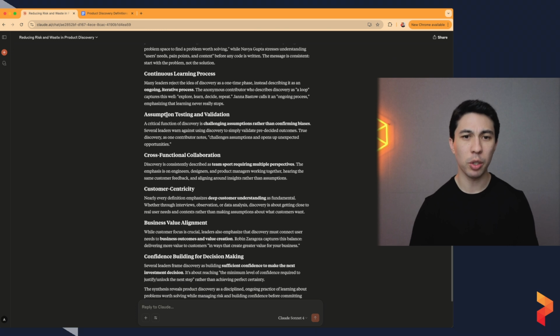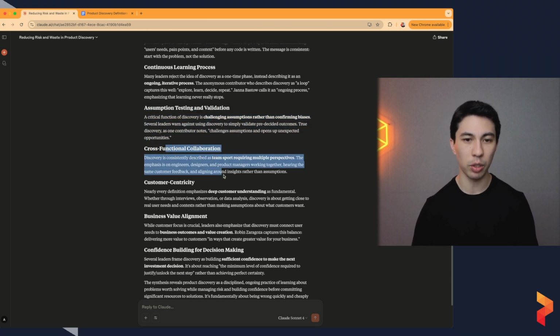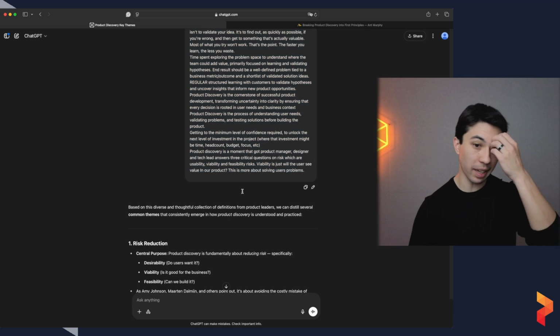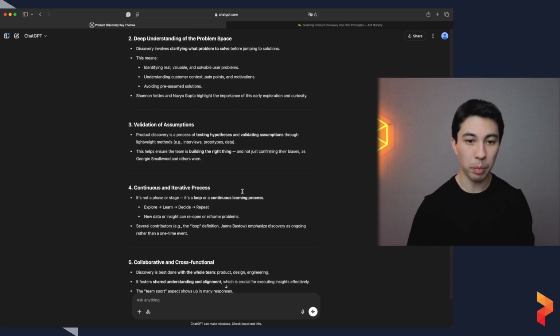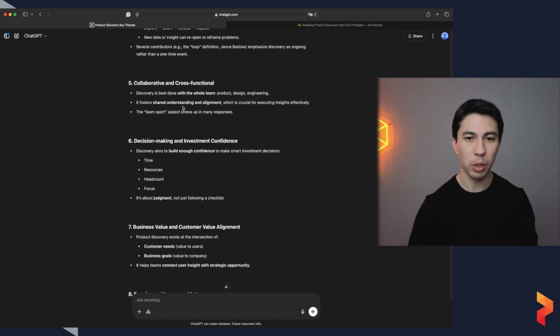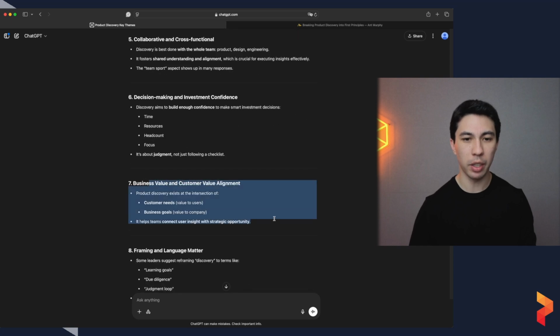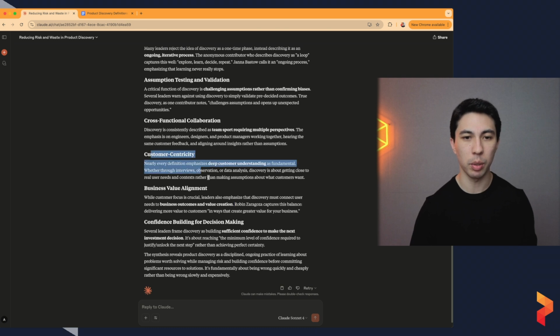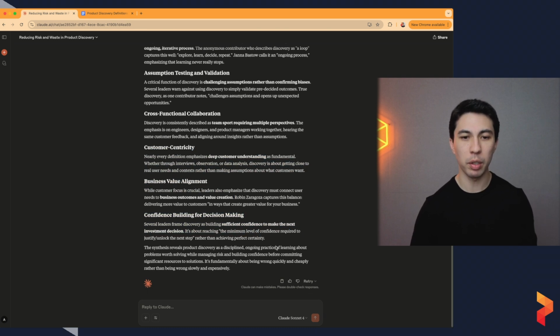Continuous process it's got as well. Assumptions, testing, and validation. Definitely got that again. Cross-functional again. Customer centricity and business value. I don't think they were things that ChatGPT really pulled out, right? So we have decision making. Oh yeah, they got that. Yeah, business value and customer alignment. Okay, cool. They had that as well. So customer centricity, confidence building for making a decision.